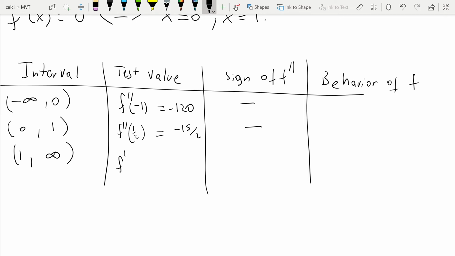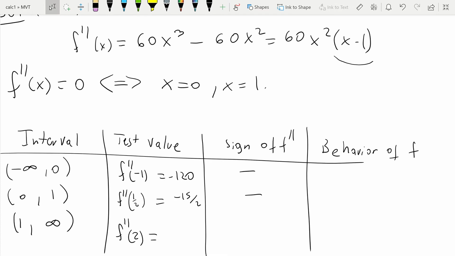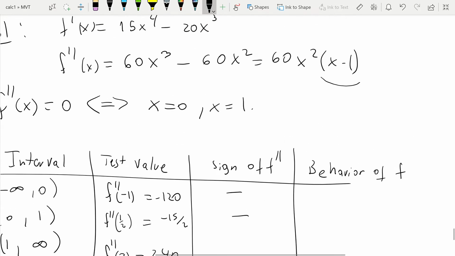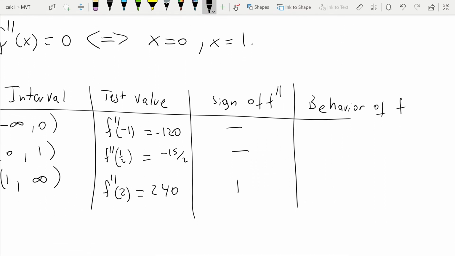And now f double prime of 2. 2 is a point inside this interval; 2 is greater than 1. So f double prime of 2 is 240. The term x minus 1 gives you 1, and this gives you 4. 4 times 60 is 240. And the sign of f double prime then is positive.